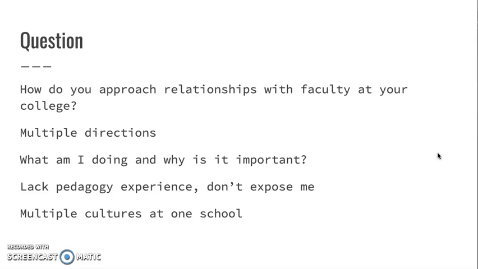So we talked the other day about how a lot of faculty, whether it's college or university, don't come in with a lot of pedagogy experience. They don't have that, but they're very sensitive to that. So you don't want to expose them. So you have to find those ways of finding out where they are and recognizing where they are and celebrating where they are, and then bringing those nuggets of information of, have you thought about this? Have you thought about that?